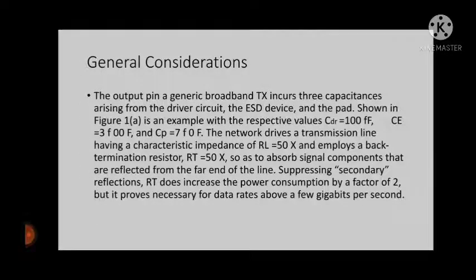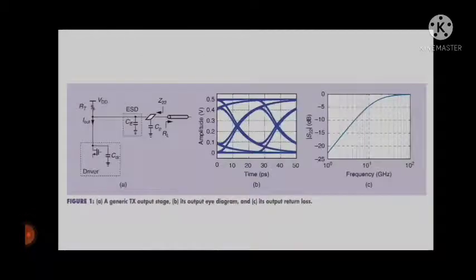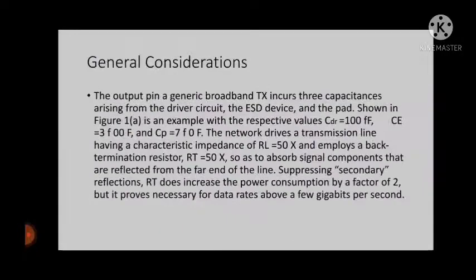General consideration: the output pin of a generic broadband transmitter incurs three capacitors arising from the divider circuit, the ESD device, and the pad, shown in figure A. Figure A is an example with the respective values. CDR equals 100 fF, CE equals 300 fF, and CP equals 70 fF.